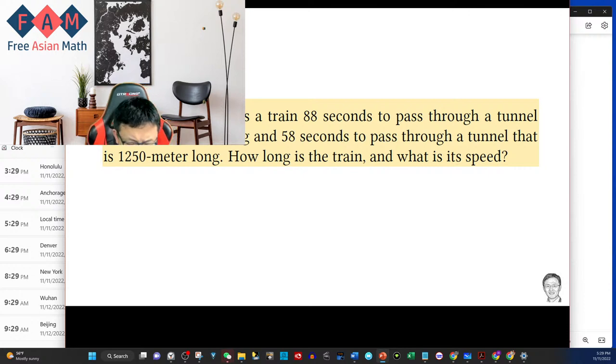So after today, we will go back to the basic arithmetic of integers. And it will be a while before we talk about word problems once again, for newer types of problems.